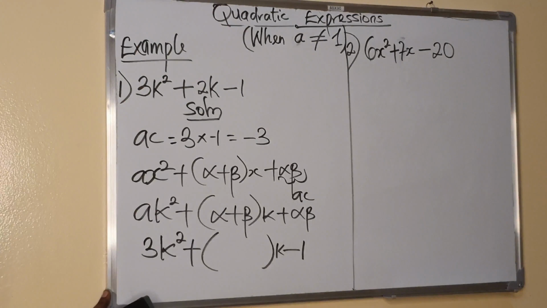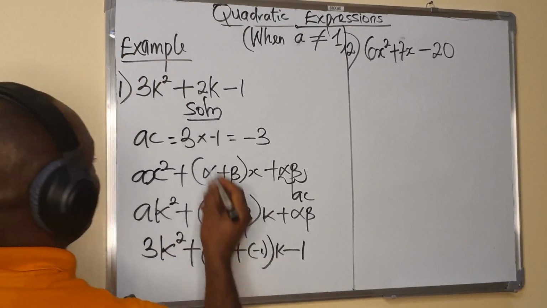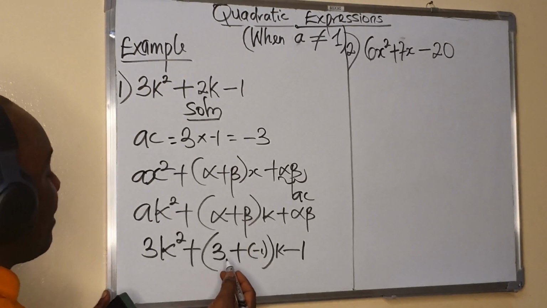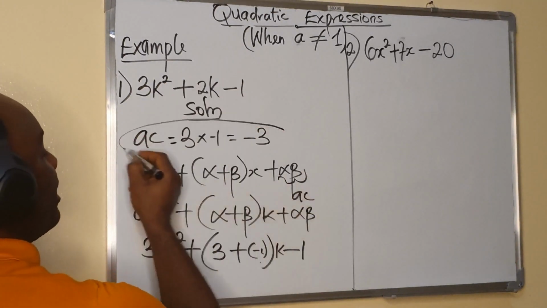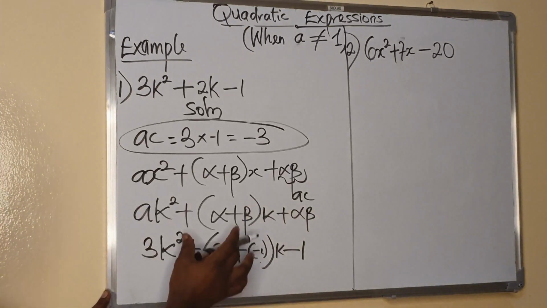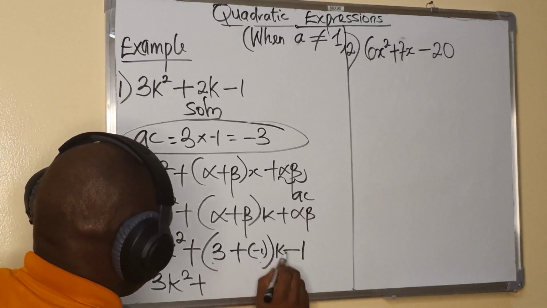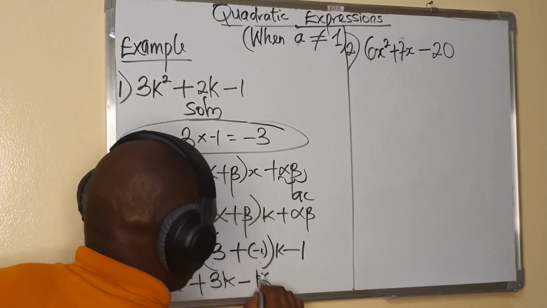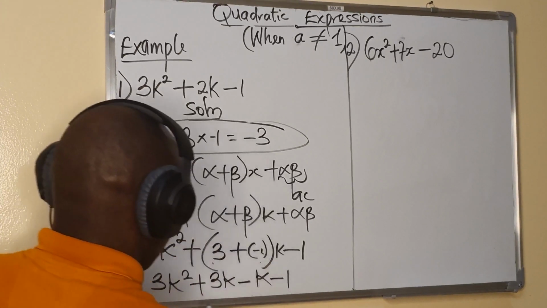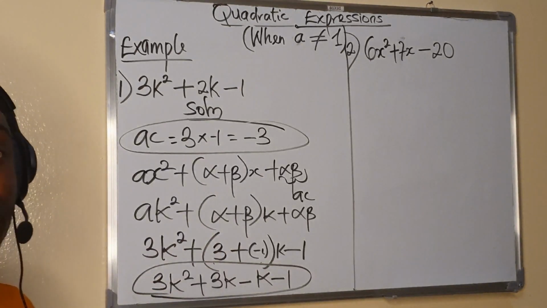Therefore, let's think. The factors we are looking for are 3 and negative 1, because we know that when we add 3 and negative 1, that is obviously going to give us positive 2. And when we multiply 3 and negative 1, that's going to give us the value of AC, which we already explained right here. So this will turn out being 3k squared plus 3 times k will give us 3k, and then minus 1 times k is 1k, or just write it as k, now minus 1. With this, we can now proceed to deal with factorization by grouping.